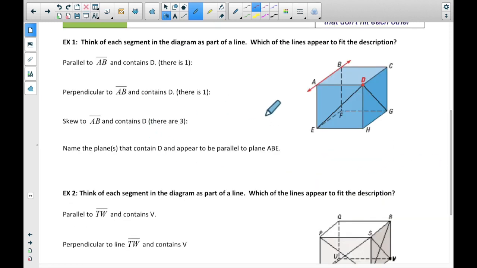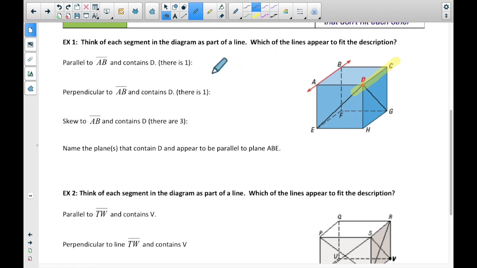So now we're going to look at some examples. Think of each segment in the diagram as a part of a line. Which lines appear to fit the description? So something that's parallel to AB and contains point D. All of these are going to talk about point D, and that's why it's in red there. So we want something parallel to AB but contains D. Do you see that this line would be parallel to AB but contains point D?